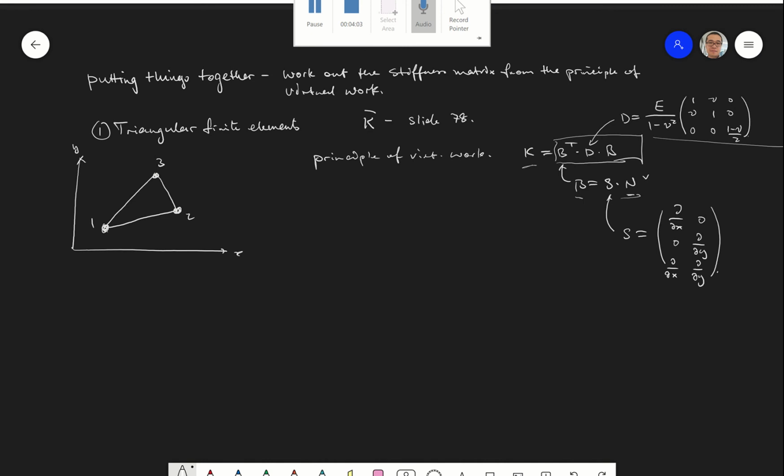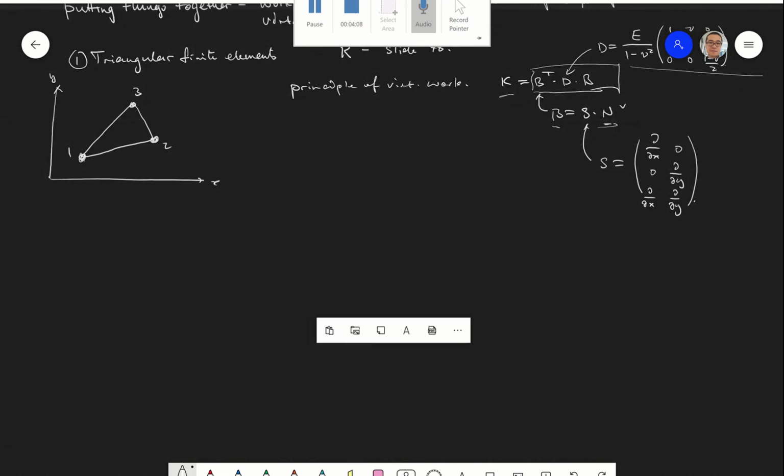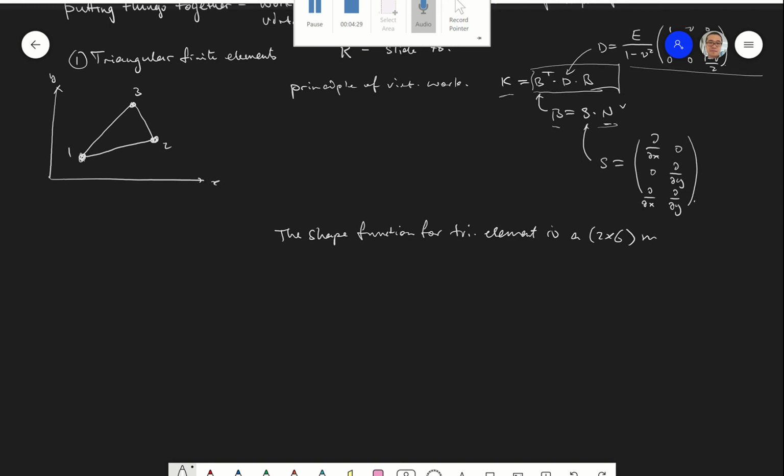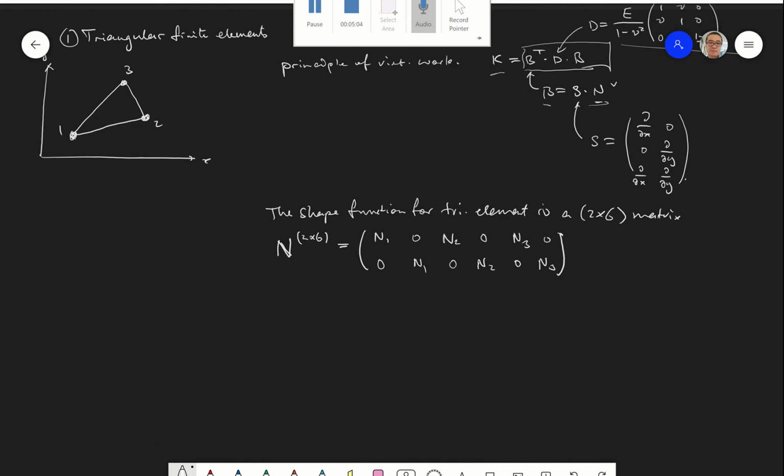So now we know that the shape function for triangular element is a 2 by 6 matrix. So we write that as N, 2 times 6. And if you recall the slides before, N takes this form of N1, 0, N2, 0, N3, 0, and 0, N1, 0, N2, 0, and N3, right? So what are these?